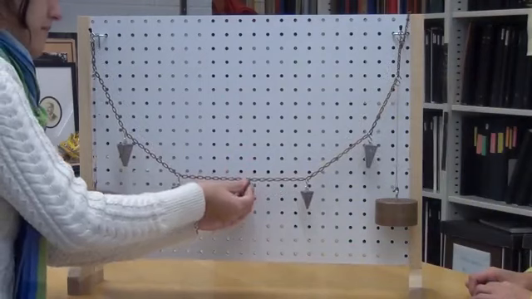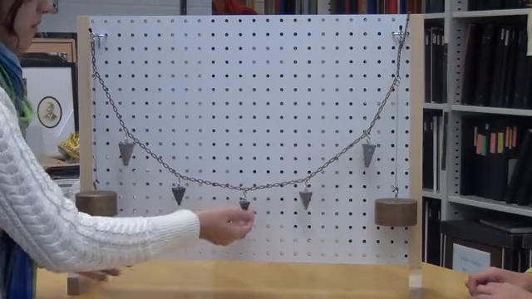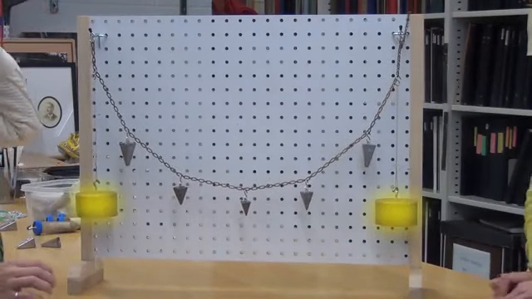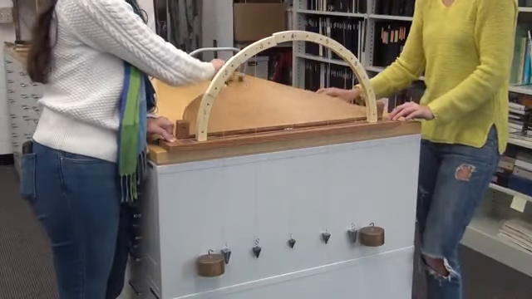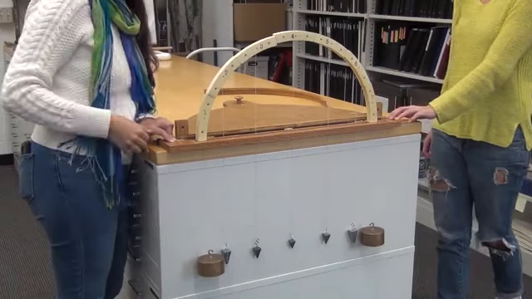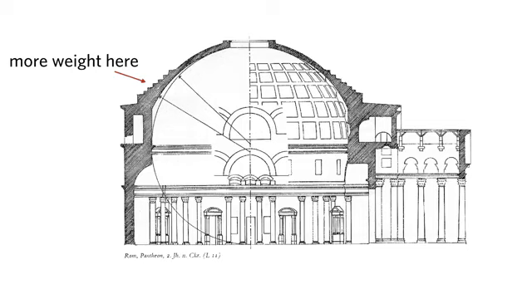If you want the shape of that string to take the form of a circle, you'll need to load more heavily the edges near the support. Flip this physical concept to understand the concept of circular arches and domes. If we look at a cross-section of the Pantheon, you'll notice that there are more weights, more concrete and stones on the outside near the supports compared to towards the center.